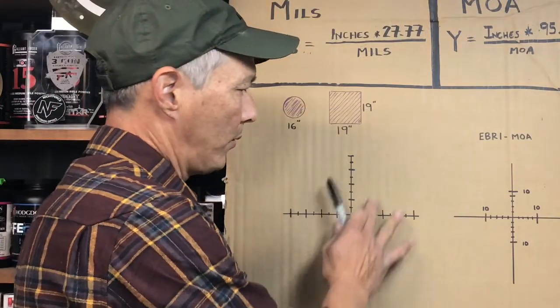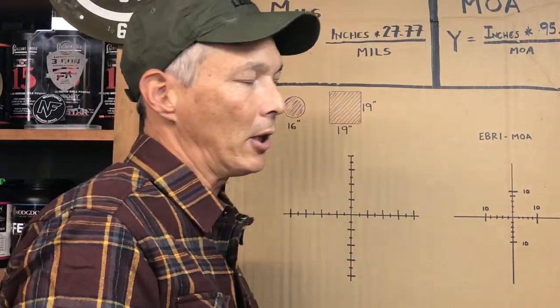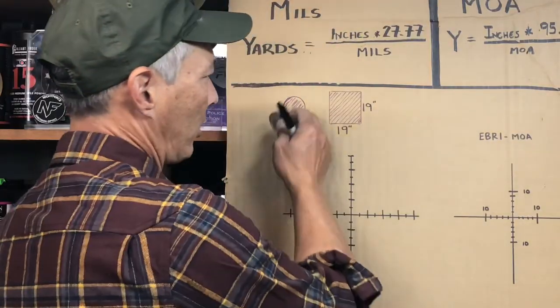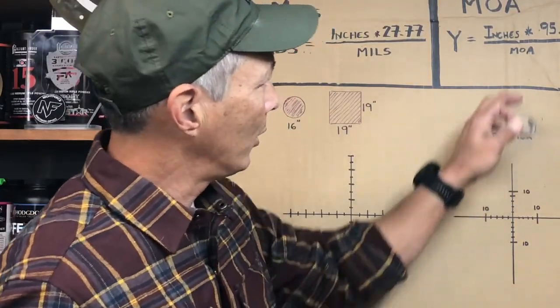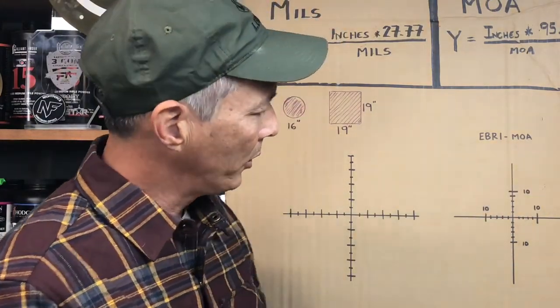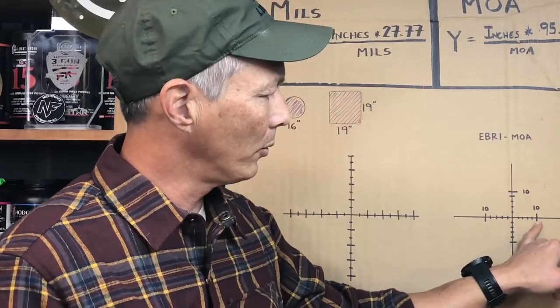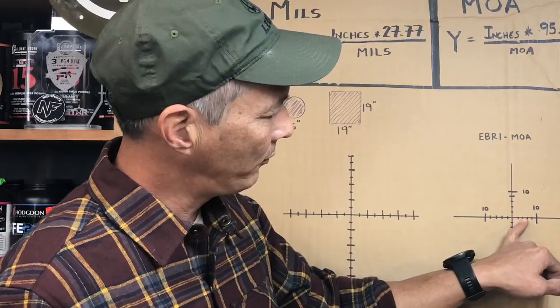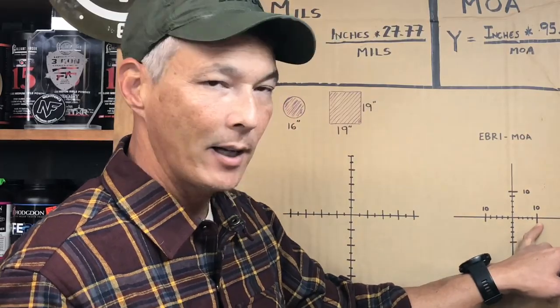All right, guys, now that you've seen the mil reticle, let's talk about someone that's got an MOA-based reticle. Let's say you've got a circle at 16 inches, and we have an MOA-based reticle. This is a very popular reticle, the EBR1 MOA reticle. You'll usually have subtensions that are a little smaller, and that reticle has 2 MOA, 4, 6, 8, 10 MOAs.